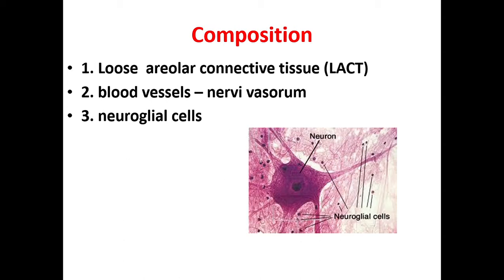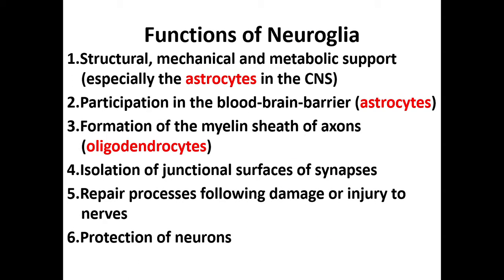The neuroglia is composed of the following: loose areolar connective tissue, the blood vessels, nervi vasorum, and neuroglial cells. The neuroglia as a whole have 6 functions. So, number 1, structural, mechanical, and metabolic support. So we have here the astrocytes, which are involved here. Then we have the participation in the blood-brain barrier. Again, we have the astrocytes, but there is another neuroglial cell that is also associated in the blood-brain barrier.